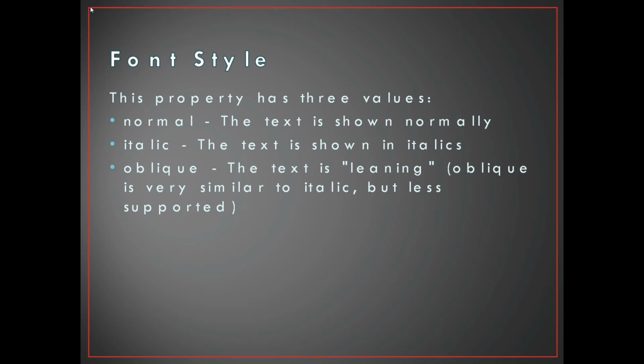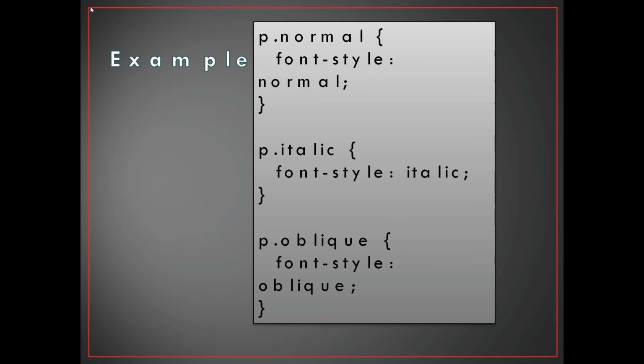Next we are going to see about the font style. The font-style property is mostly used to specify italic text. This property has three values: normal, italic and oblique. With normal, the text is shown as normal. Italic shows the text in italic, and oblique is very similar to italic but less supported. This is an example for this font style.